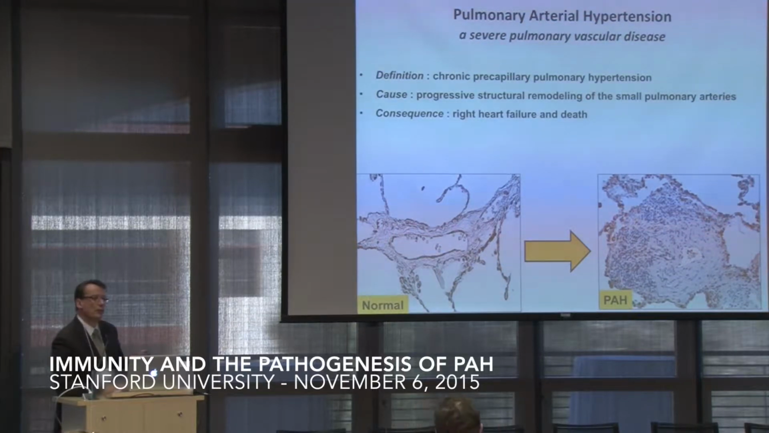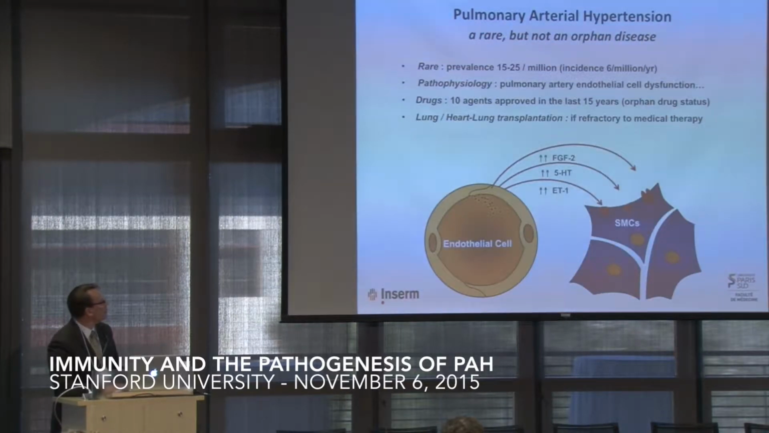And today we will not discuss inflammation in the right heart, etc., but certainly there is something to investigate in that field. So it's a rare disease, pulmonary arterial hypertension. The prevalence in France is between 15 and 25 per million, same in the US.